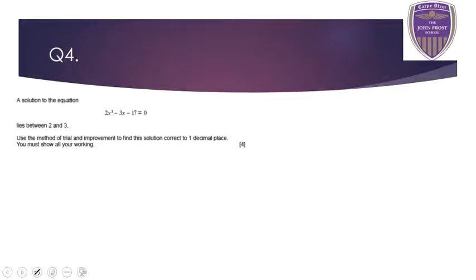Okay, question 4, trial and improvement. A solution for this polynomial, because it's got a cube power in it, is between 2 and 3. So the first thing you must do is try x to be 2. So that means 2 times 2 cubed minus 3 times 2 minus 17, and you get the answer of minus 7.